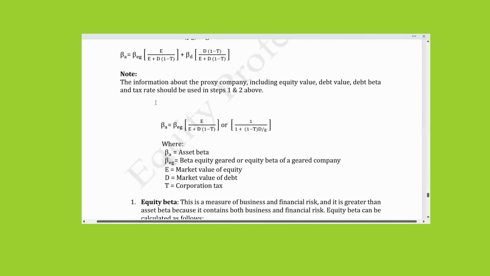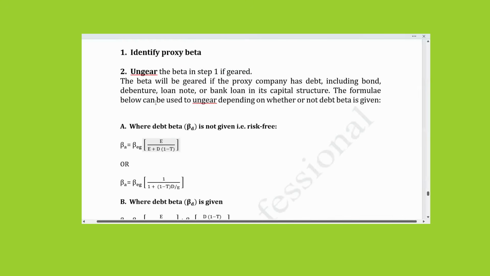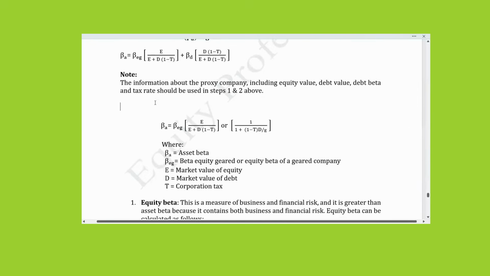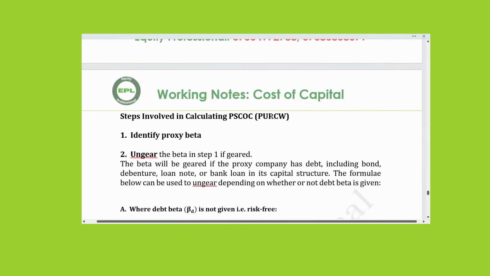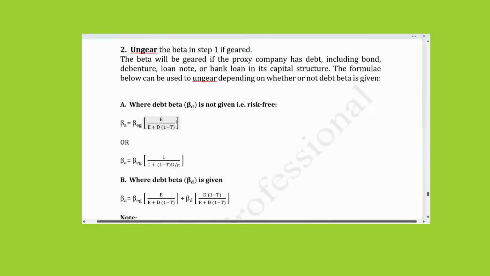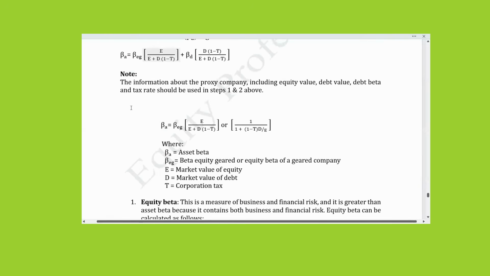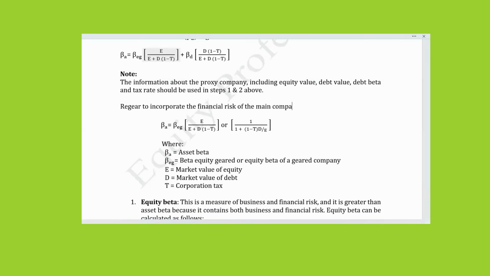Then step 3. Step number 3 is to regear. Remember, from my acronyms, R is to regear. So I will come here and regear. You regear to incorporate the financial risk of the main company.